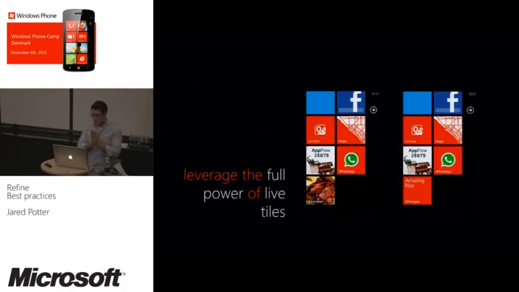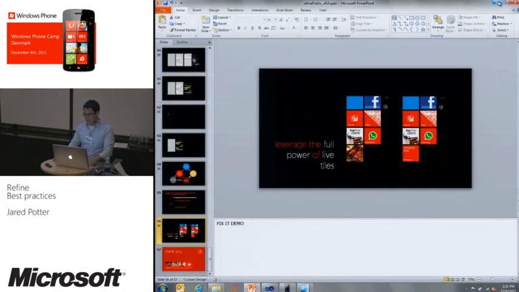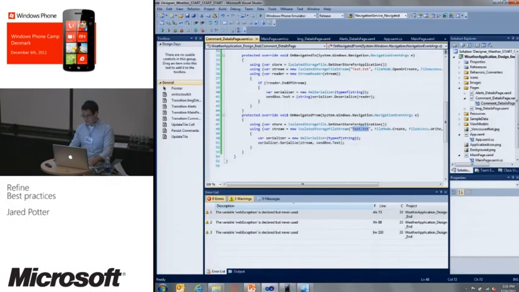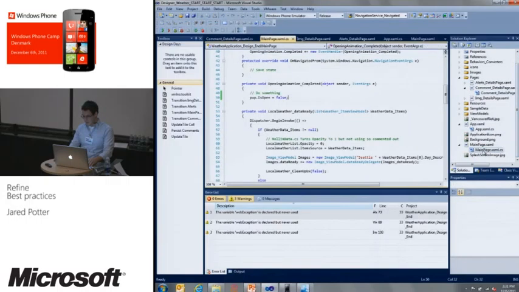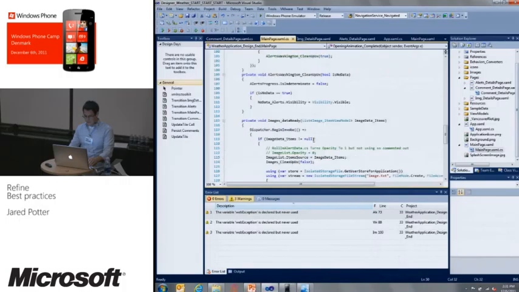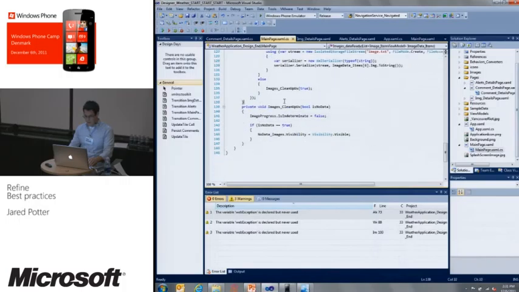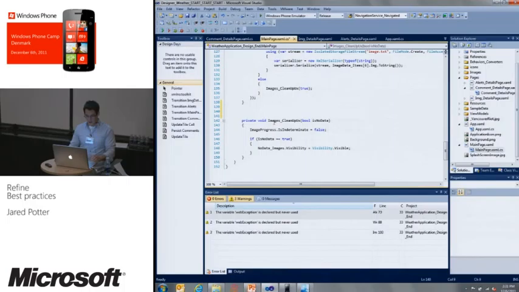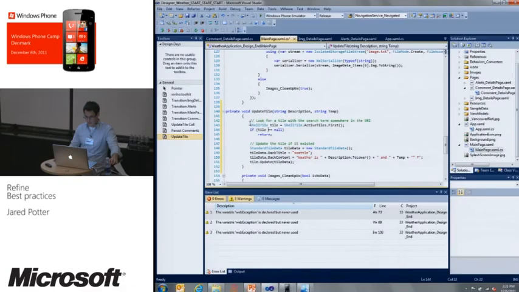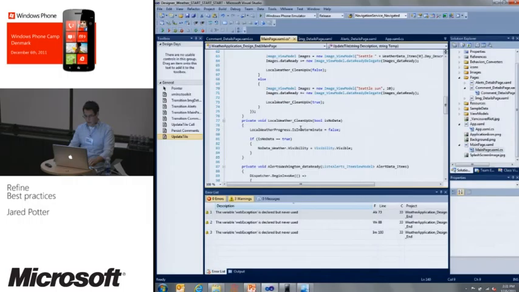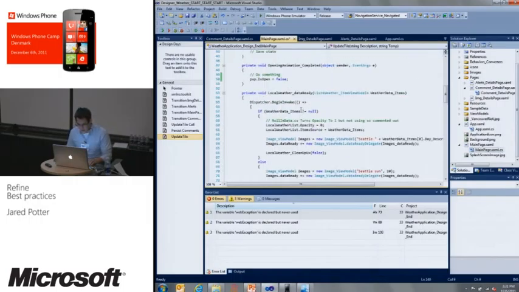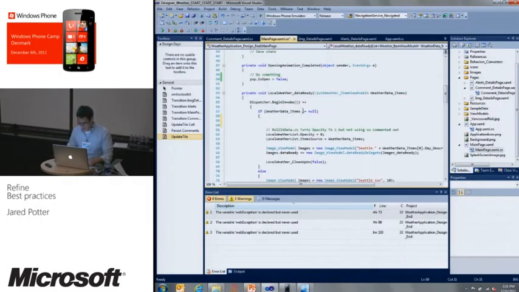So, leveraging the full power of live tiles. This is really easy to do. We make it super easy, and it's super powerful and kind of cool. So I'm going to come to my MainPage.xaml.cs. And once again, I'm in Visual Studio instead of Blend because it's a little bit more code intensive. But all I'm going to do is there's an UpdateTile, and this is just a little function that is passing some text into the tile. And then when I get my weather data, when it all comes down, I need to call that UpdateTile call.